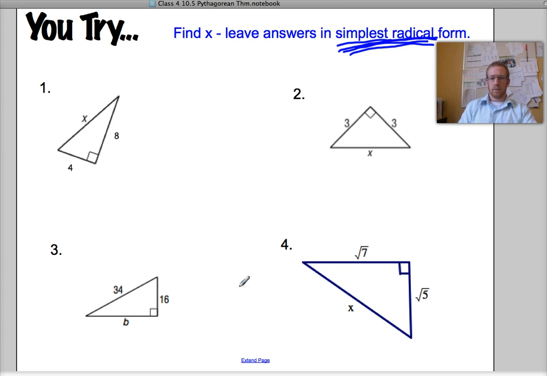So here is your u-try. You have 4 examples here. Notice that these x's are the hypotenuse, whereas this is the leg. This is again the hypotenuse. Also take note of when you're squaring numbers versus squaring square roots.